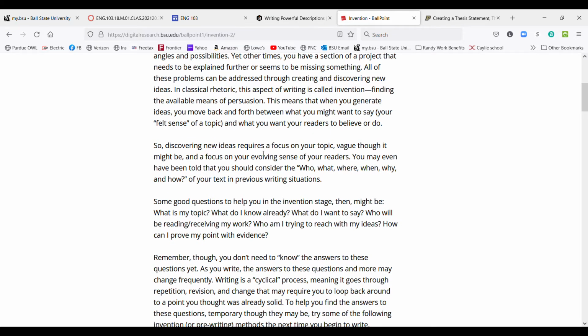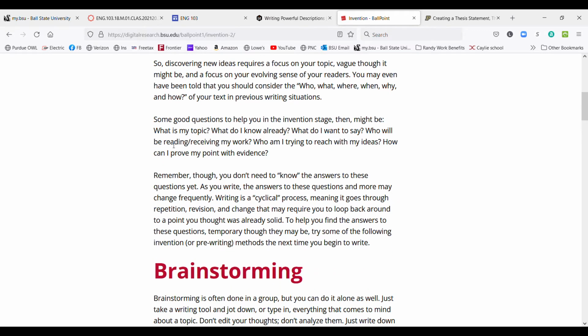It talks about discovering ideas, generating those ideas. You could ask who, what, where, when, why, and how. Some good questions to help you in the invention stage: What do I want to say? What do I know already? What is my topic? Who will be reading, receiving my work?